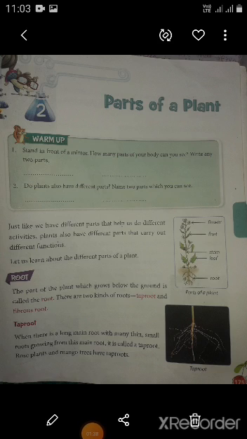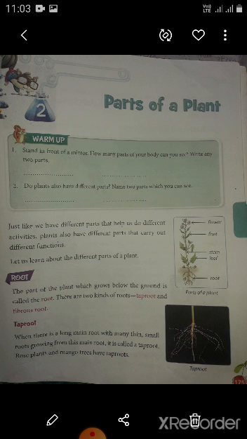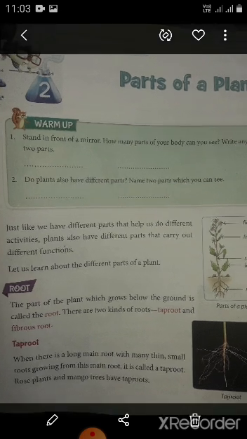The part of a plant which grows below the ground is called the root. There are 2 kinds of roots. First one, taproot, and second, fibrous root. Let's see the taproot.